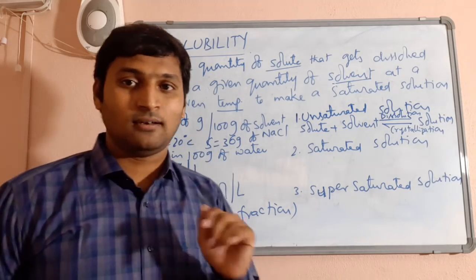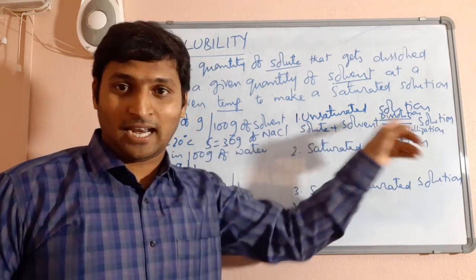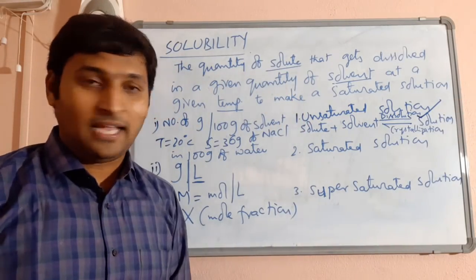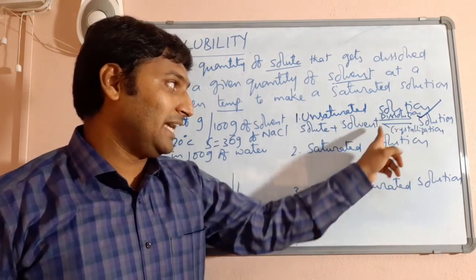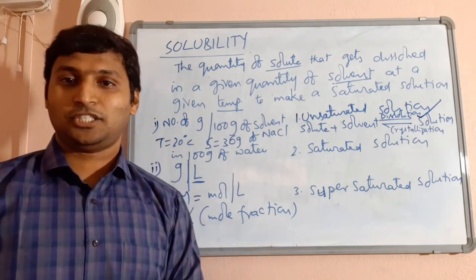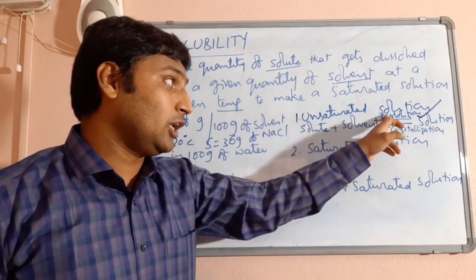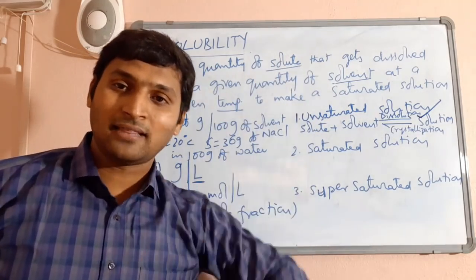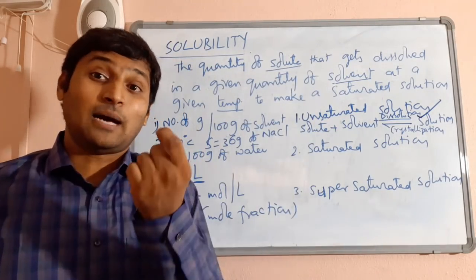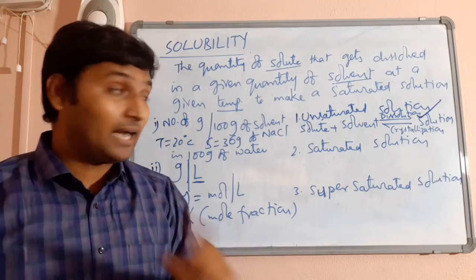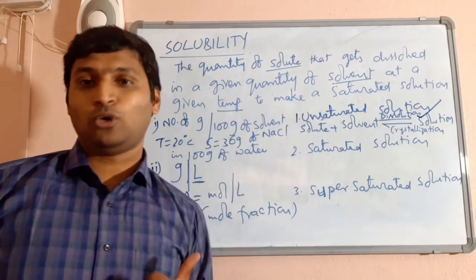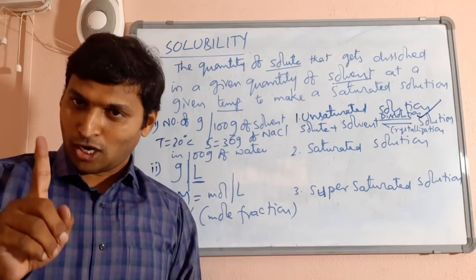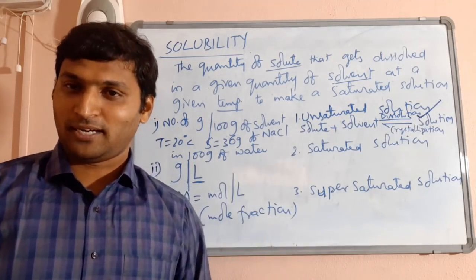Now comes the question, which process is dominant in an unsaturated solution? The forward process will be dominant, meaning the rate of dissolution will be greater than the rate of crystallization. I repeat, the rate of dissolution would be greater than the rate of crystallization, such that as you keep adding the salt, it will keep dissolving. Some of it must be precipitating, but the amount dissolving is more than the amount precipitating. That's why you will not see anything precipitating. Got it? So the forward process will be dominant.